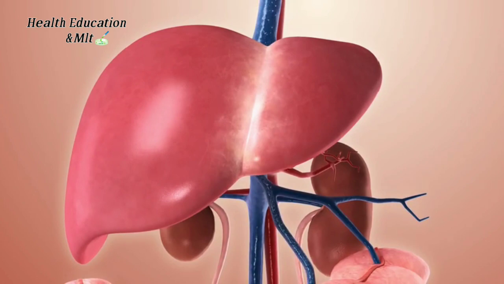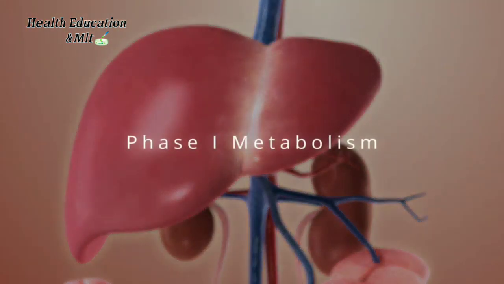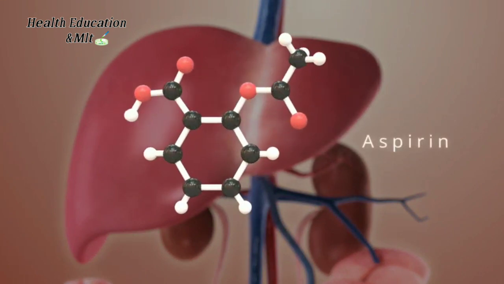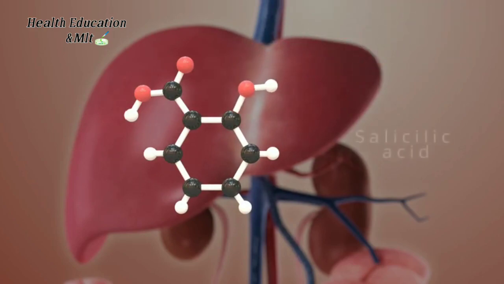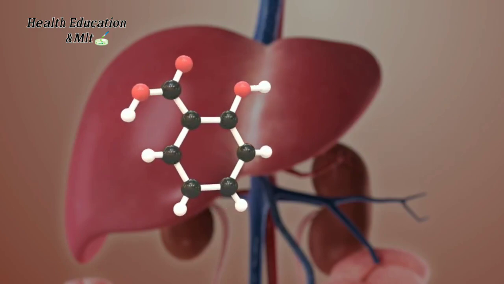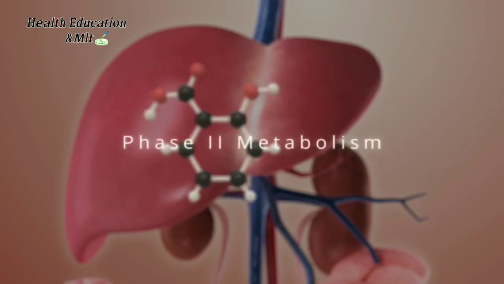The liver's job is a bit like a filter. It will metabolize drugs before they reach the rest of the body. It does this in a few steps. Phase 1 metabolism. First, aspirin is hydrolyzed, breaking off ethanoic acid and leaving behind salicylic acid. This salicylic acid isn't water-soluble, so it can't be excreted in urine yet.